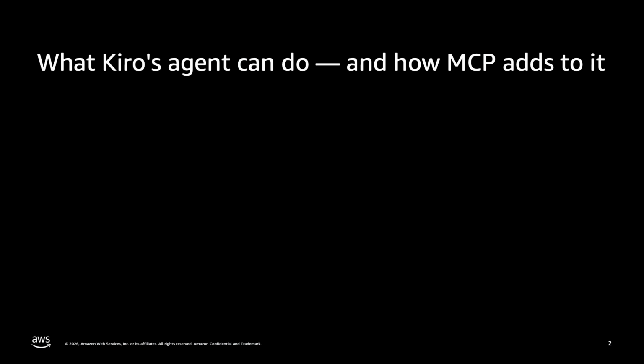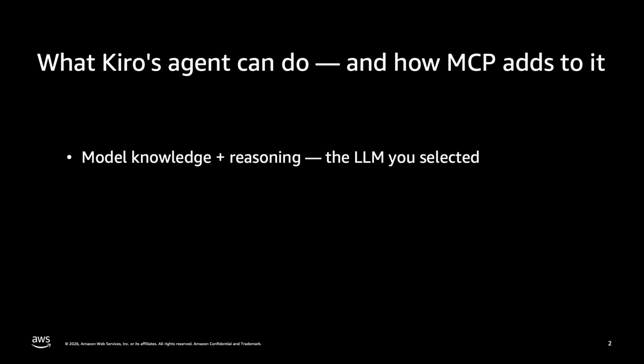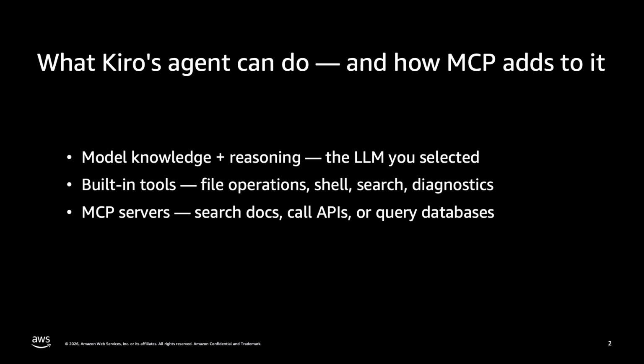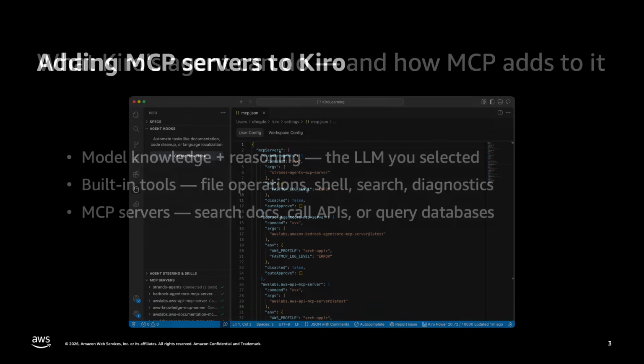Kiro agents use a few things to accomplish the task you gave it. First is a model that you selected. This provides the knowledge and reasoning that your agent needs. Next are a set of built-in tools that let Kiro act on your code. But sometimes the task needs more than what built-in tools can accomplish. That's what MCP servers add. They extend the agent's reach beyond the IDE. For the rest of this video, we'll focus on how you connect Kiro to MCP servers and how the Kiro agent discovers and uses them.